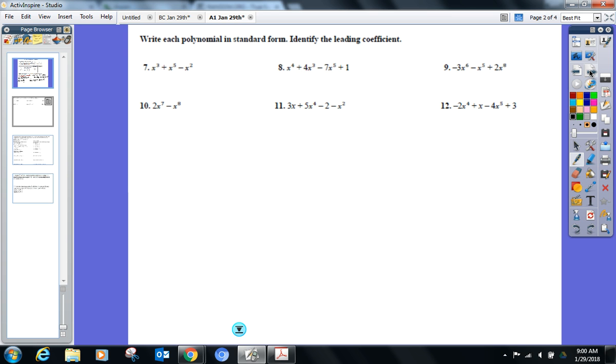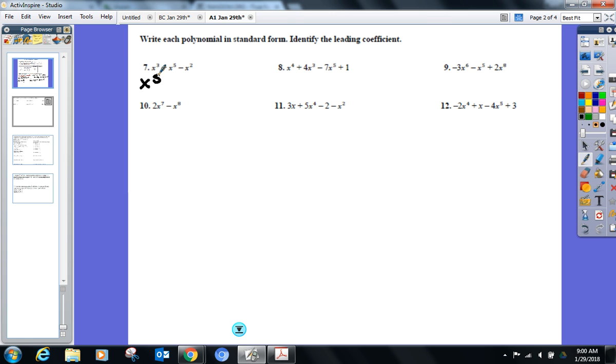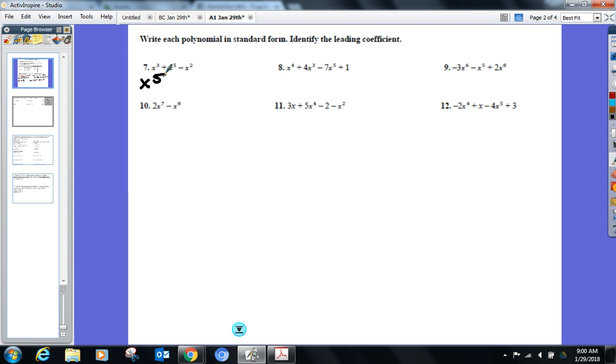And the sign travels with it. So positive x to the 5th. Keep going in exponential order from greatest to lowest. What should go next then? Sign goes with it. Plus x to the 3rd. Last term? Minus x squared. Correct.